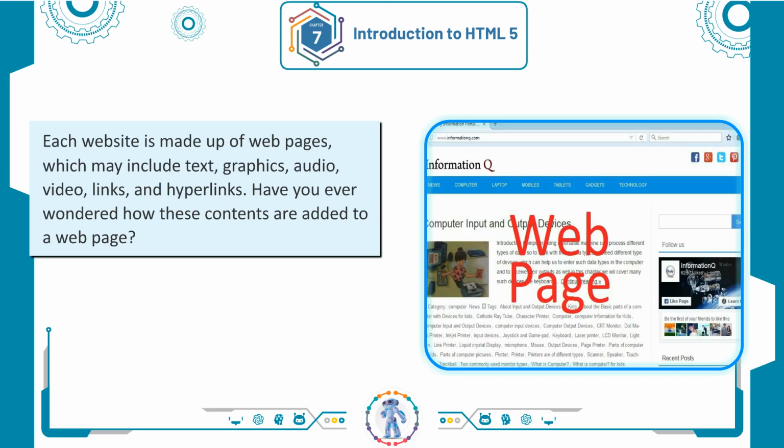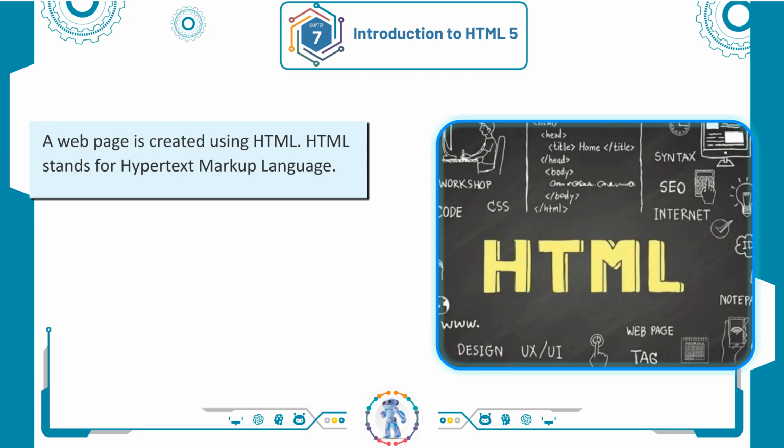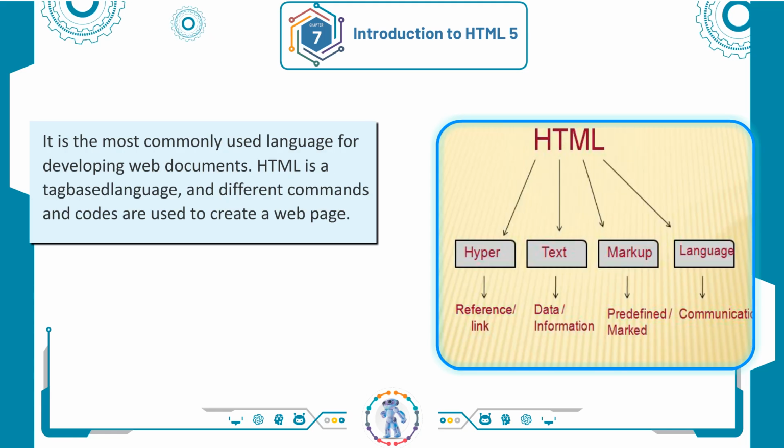Each website is made up of web pages, which may include text, graphics, audio, video, links, and hyperlinks. Have you ever wondered how these contents are added to a web page? A web page is created using HTML. HTML stands for Hypertext Markup Language. It is the most commonly used language for developing web documents. HTML is a tag-based language, and different commands and codes are used to create a web page.